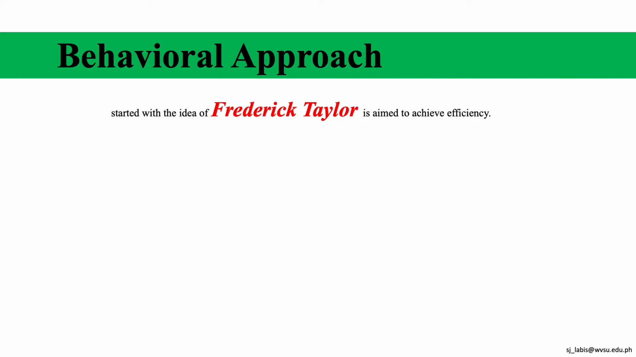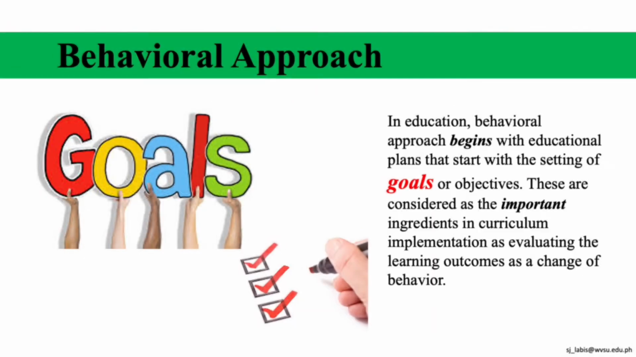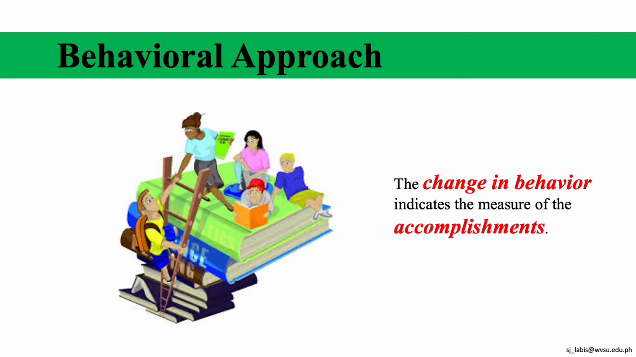It started with the idea of Frederick Taylor, which aimed to achieve efficiency. In the factory, for example, the worker will be paid according to his output produced within the specified period of time. In education, behavioral approach begins with educational plans that start with the setting of goals or objectives. These are considered as the important ingredients in curriculum implementation, evaluating the learning outcomes as a change of behavior. The change in behavior indicates the measure of the accomplishments.